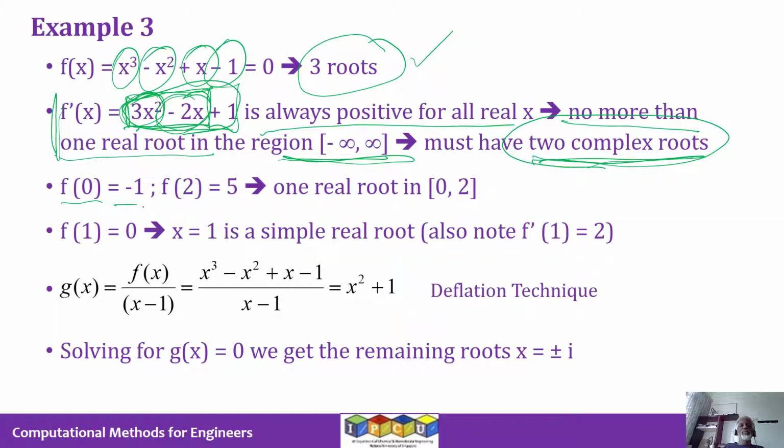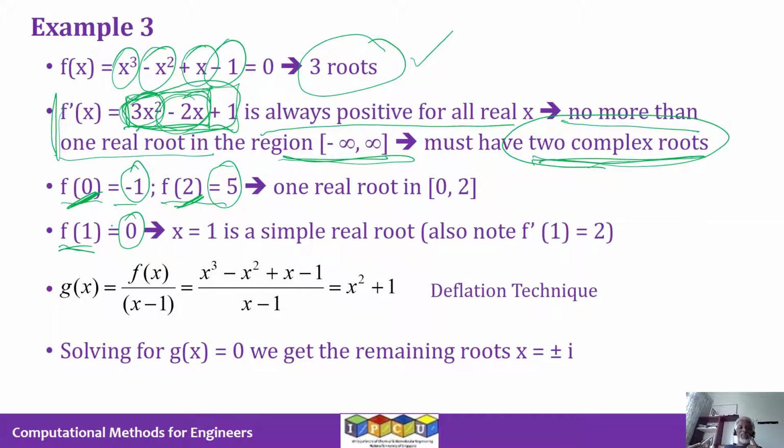Now here, I'm going to try the value of the function at x is equal to 0, and I'm going to try the value of the function at x is equal to 2. So f of 0 turns out to be minus 1, f of 2 turns out to be 5. So there is going to be one real root between x is equal to 0 and x is equal to 2. And we can find it using bisection method or Newton method, etc. I also tried f of 1, and I found it to be 0.